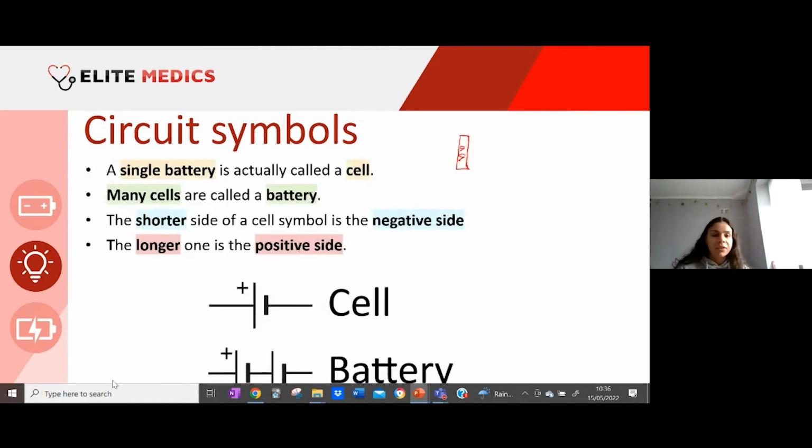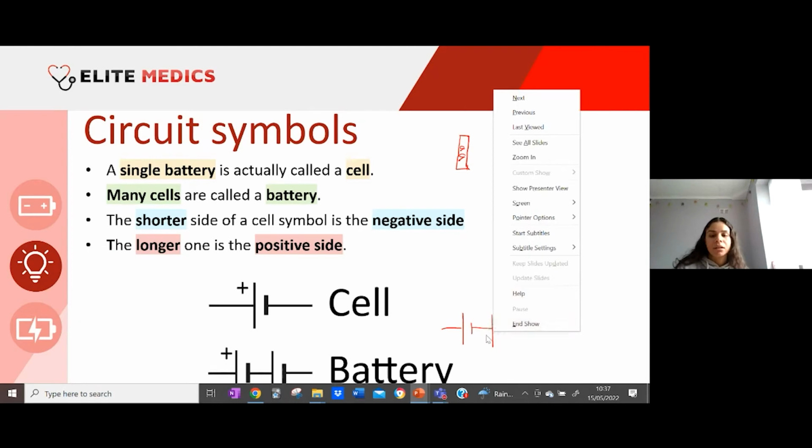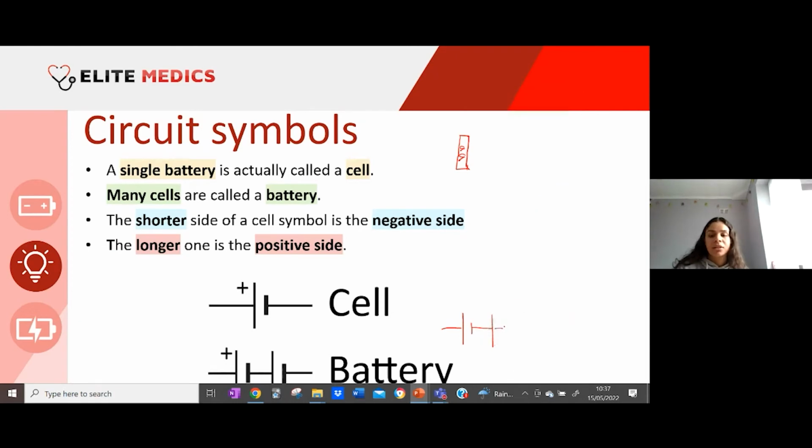Just take note of, if you ever have to draw multiple cells, this is how you draw it. And then you can even continue this on. So if they give you a question in your exam that says three cells together, or three batteries, basically, you can literally just continue this.